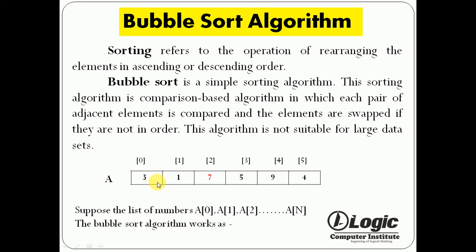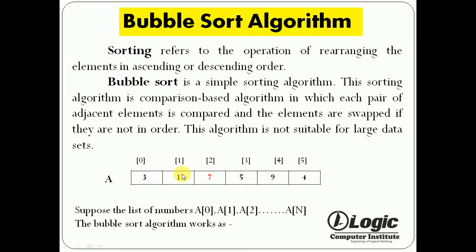In the diagram there is an array with elements. It is an unsorted array, and by using bubble sort we sort the array in ascending order. So we see the algorithm.